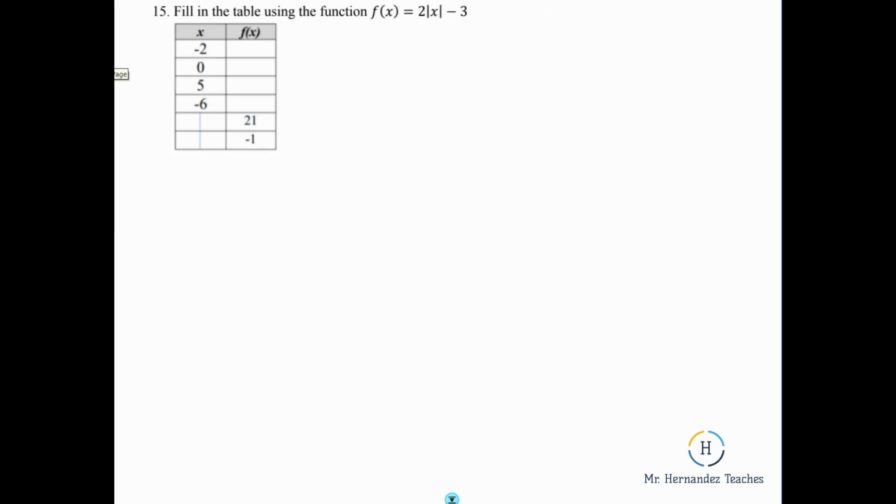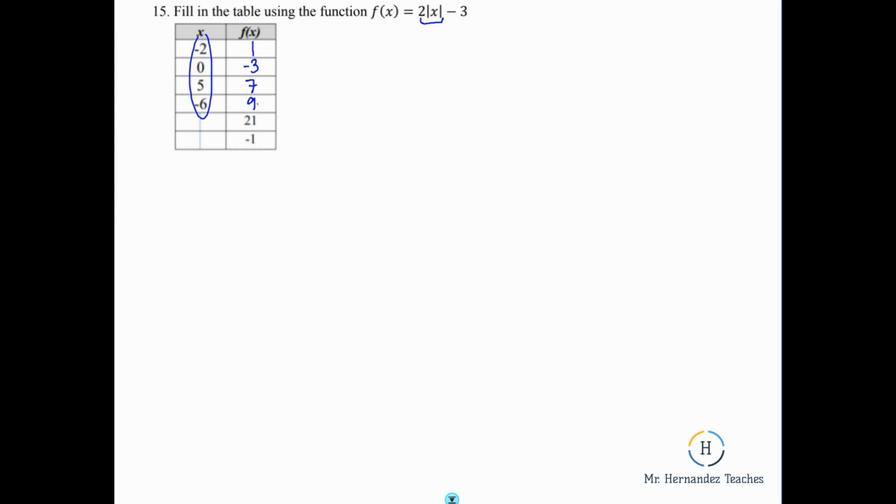All right, number 15, fill in the table using this function. So for these values, we could just substitute in what we have. 2 times 2 is 4 minus 3, so we get 1 here. The 0, we get 0 minus 3, which is -3. 5, we get 10 minus 3, which is 7. And then the -6, we get 12 minus 3, which is 9.